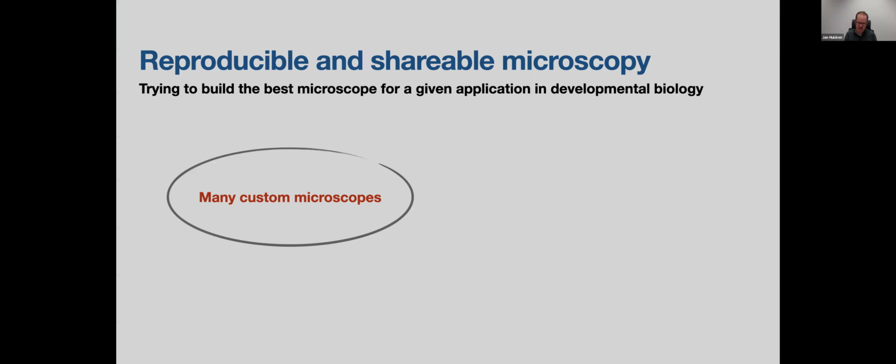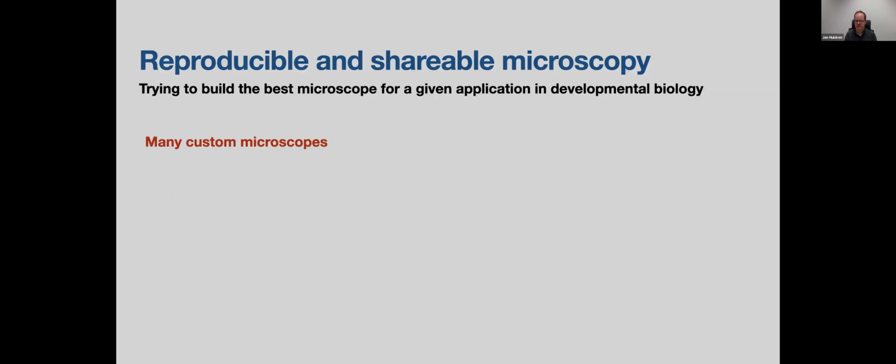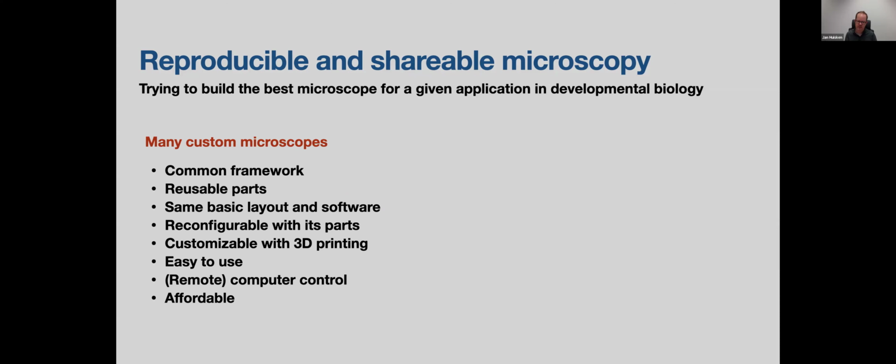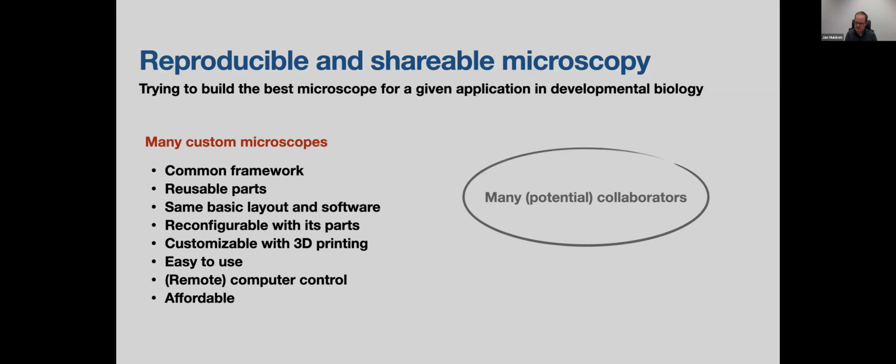So essentially, we've addressed this problem that we need to be able to build many microscopes. So we have a common framework, we're reusing the same parts, there's a lot of 3D printed parts, and most importantly, it's the same electronics, the same software. And we can also remotely control these instruments, but I come to that at the end.